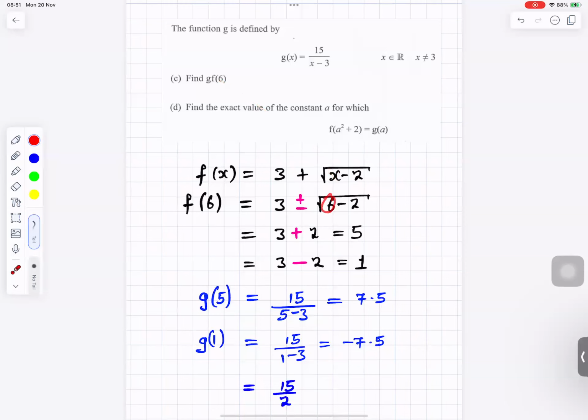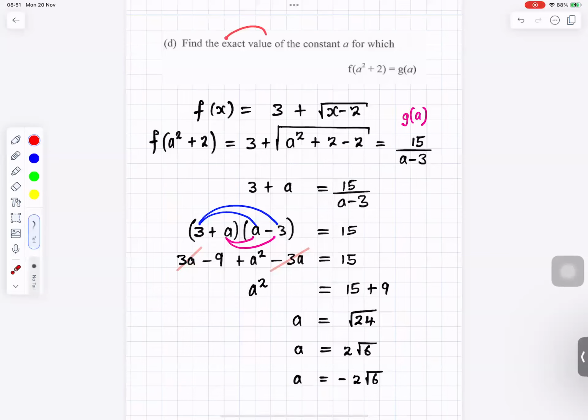When you put 6, your first answer will be 5 when you use the plus, and your second answer will be minus 1. Sorry, 1. Now you got 2 answers, 5 and 1. You take that answer, you put it in g now. You go to g and put that 5. So you take the 5, it goes to where x is in g. So that's 15 over 5 minus 3, 7.5. If you use the 1, 15 over 1 minus 5 is minus 7.5.